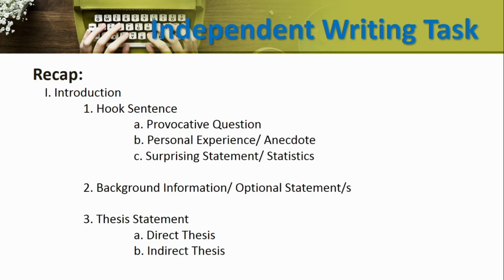Before we move to the next part of an essay, let us first have a recap of the introduction. Starting with the hook sentence that catches the attention of the readers. The 3 types of hook sentences again are provocative question, personal experience or anecdote, and surprising statement or statistics. Then we have background information or an optional statement. Finally, the thesis statement, and it again has 2 types, direct and indirect.